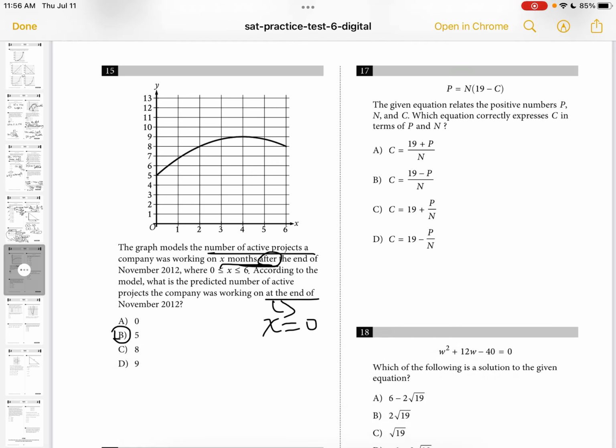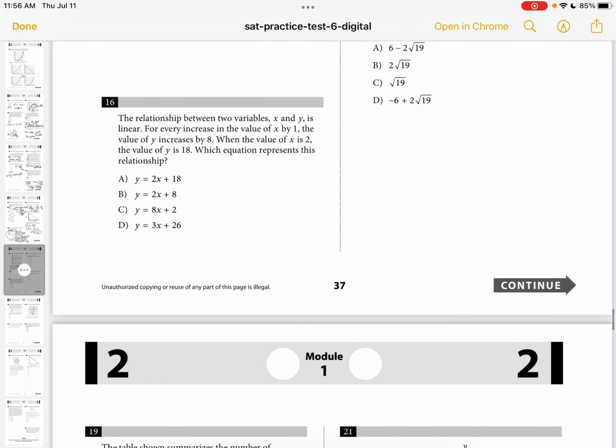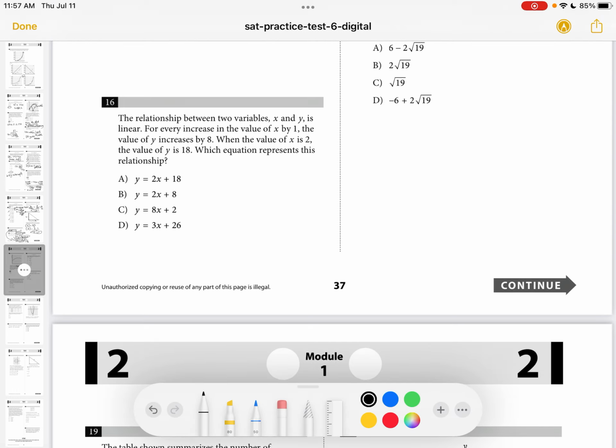So remember to read these types of paragraph questions very carefully, especially involving graphs or histograms and stuff like that, mainly dealing with statistics. Alright, number 16. The relationship between two variables x and y is linear. For every increase in the value of x by 1, the value of y increases by 8. When the value of x is 2, the value of y is 18. Which equation represents this relationship?